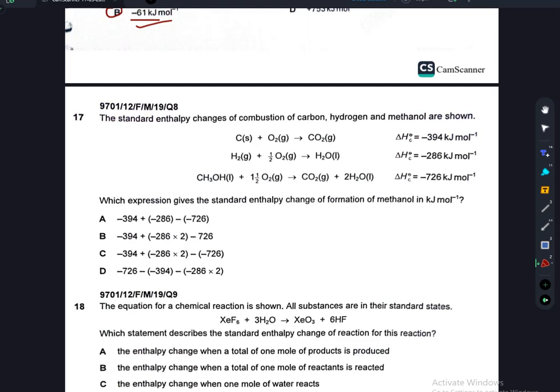Yep. This is a similar question we did earlier. The standard enthalpy changes of combustion of carbon, hydrogen, and methanol are shown. Which expression gives the enthalpy change of formation of methanol in kilojoules per mole? So we are again going for the combustion here, because carbon is being combusted and hydrogen is being oxidized. So CO2 and H2O, methanol here.